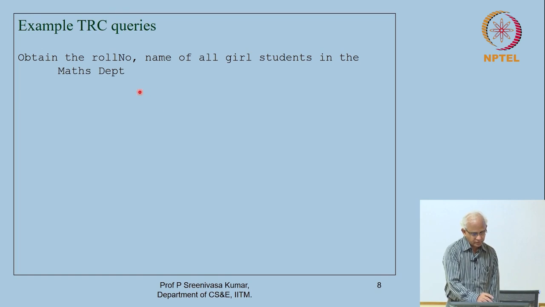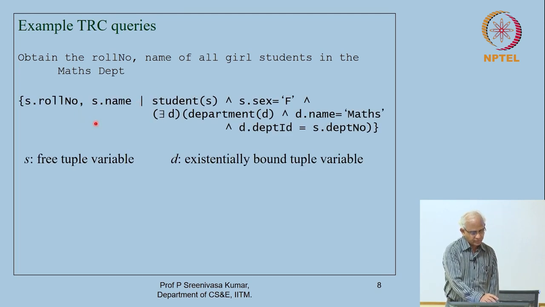The way this query gets expressed is like this. We have 2 tuple variables here, S and D. S is used for student, D is used for department. Let us first focus on the right hand side of the vertical bar. If you look at this, what is the free variable here?